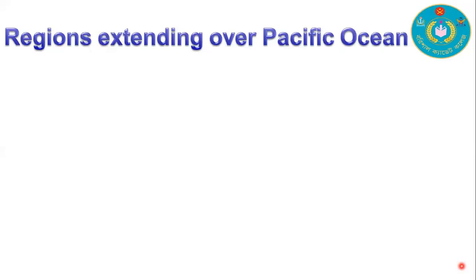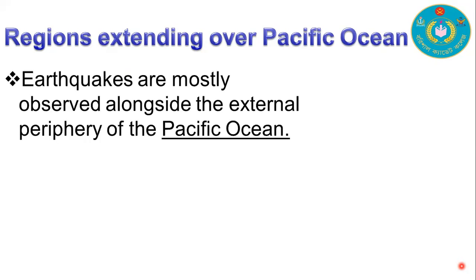And there are 3 regions. The first region is the region standing over the Pacific Ocean. The earthquakes are mostly observed alongside the external periphery of the Pacific Ocean. In the previous class, we discussed that earthquakes take place in between the continental plate and the oceanic plate. You can see this region is vulnerable to earthquakes.